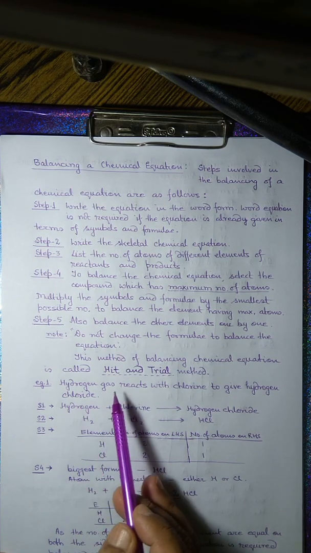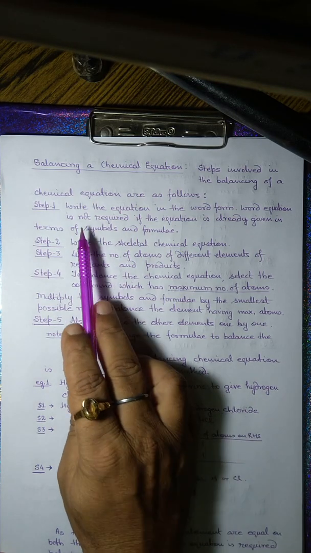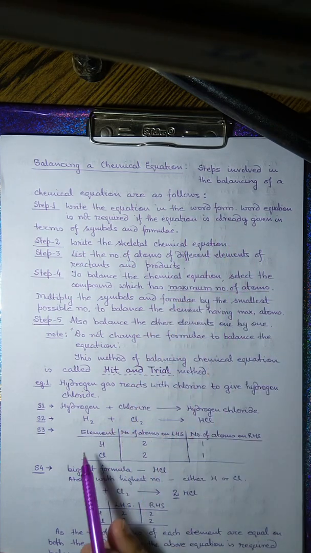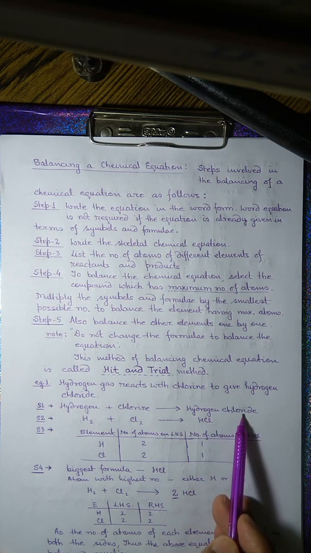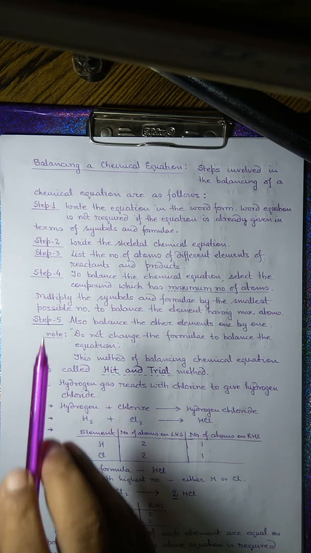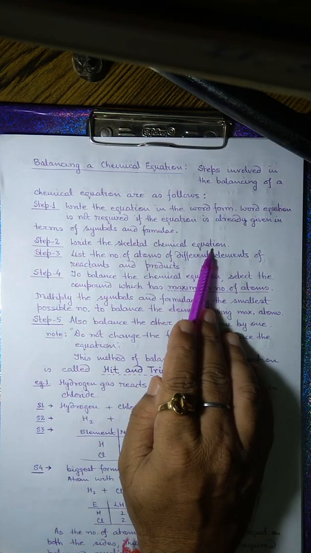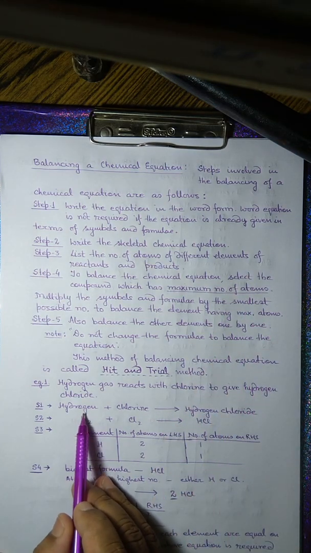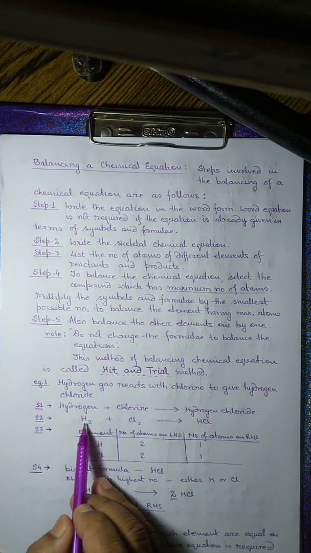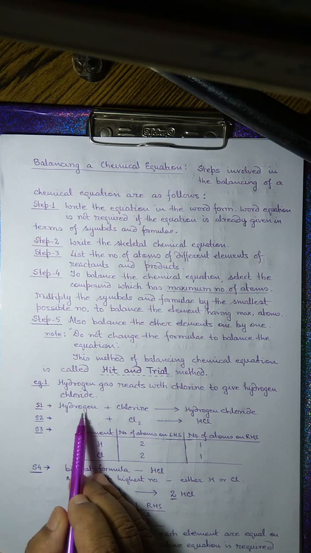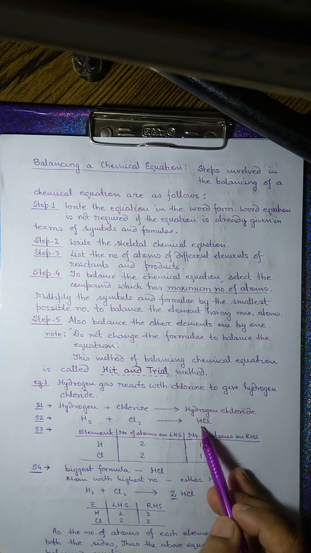You can see hydrogen gas reacts with chlorine to give hydrogen chloride. So step 1 is write the equation in the word form. Hydrogen reacts with chlorine to give hydrogen chloride. This is the word equation. Now step 2: write the skeletal chemical equation. Skeletal chemical equation means unbalanced chemical equation. Here we have written the symbol and formula of hydrogen, H2, chlorine formula, and hydrogen chloride formula.